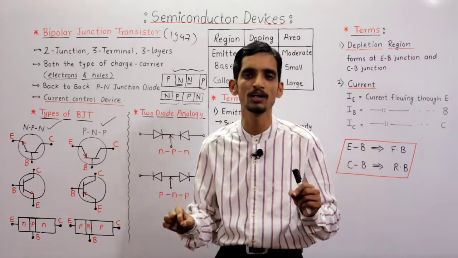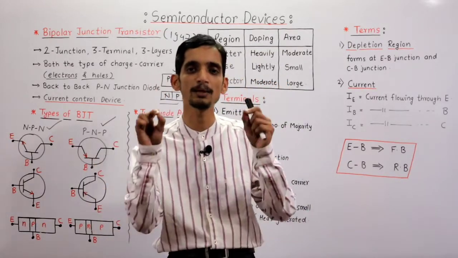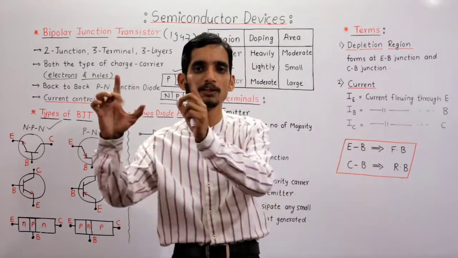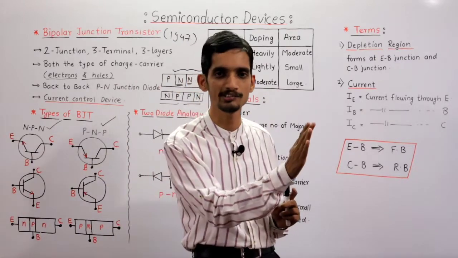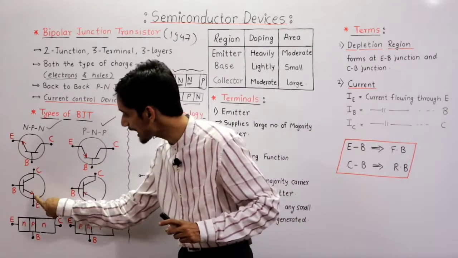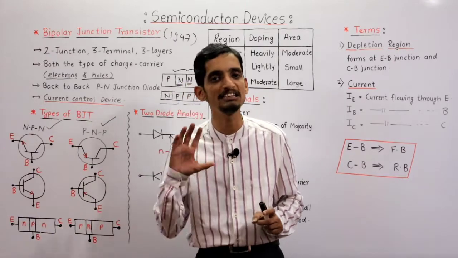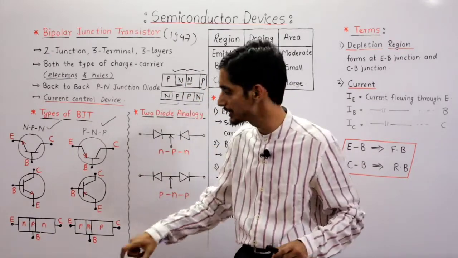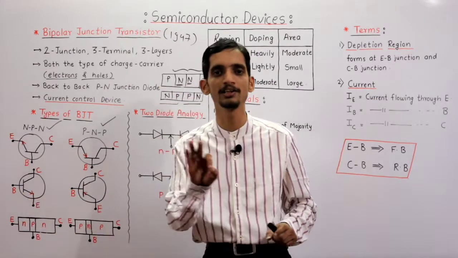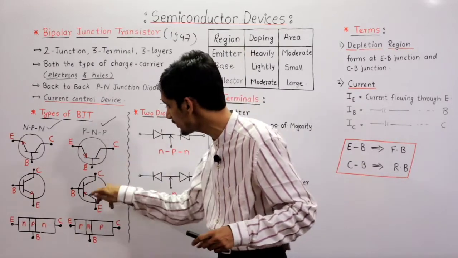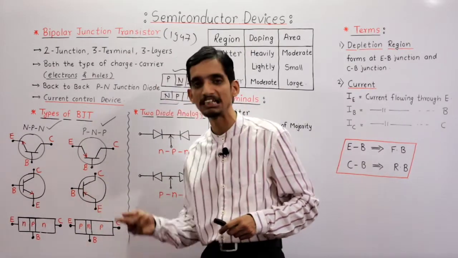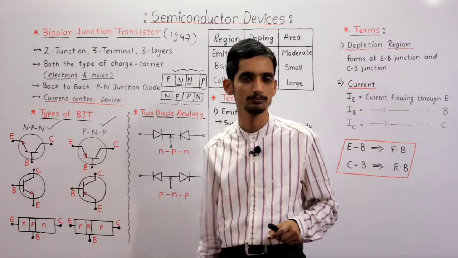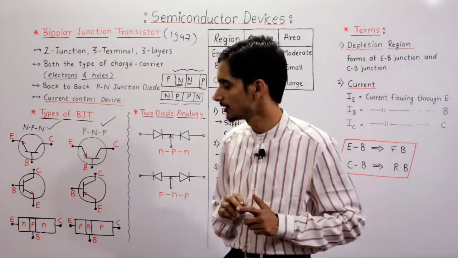So what is important? If you want to identify the type of transistor and you have been given two symbols, then by looking at the arrow you can identify it easily. If the arrow is outward, it means it's from base to emitter, it is NPN. If the arrow is inward, it means it is from emitter to base, it is PNP. Clear? Okay.